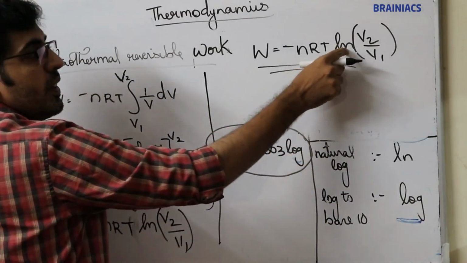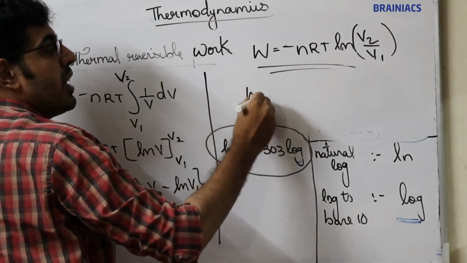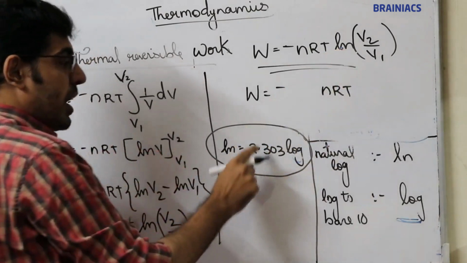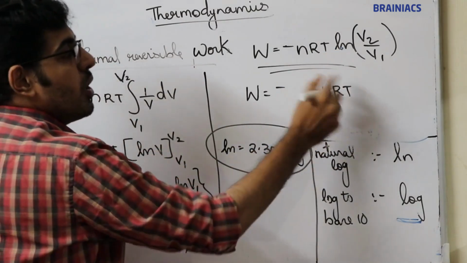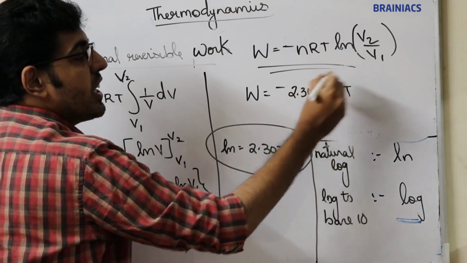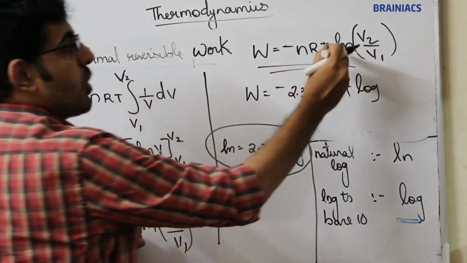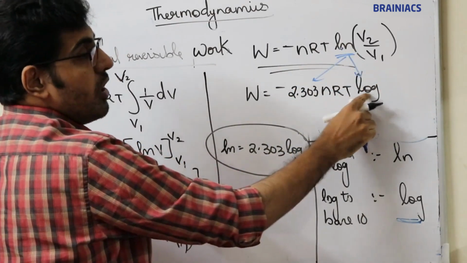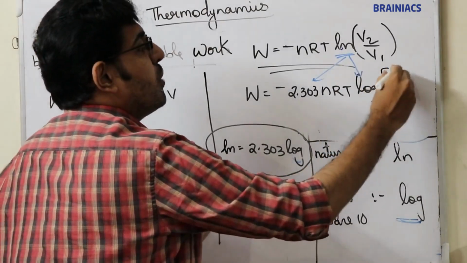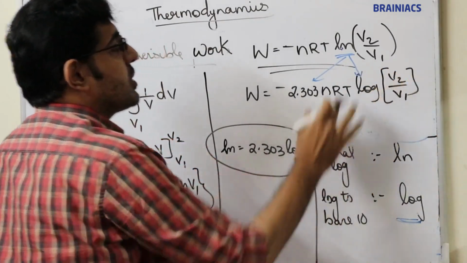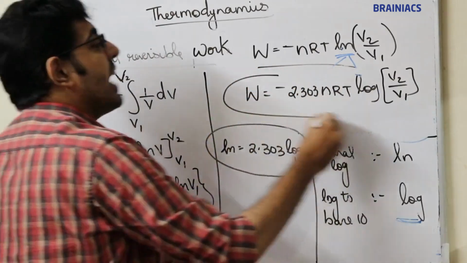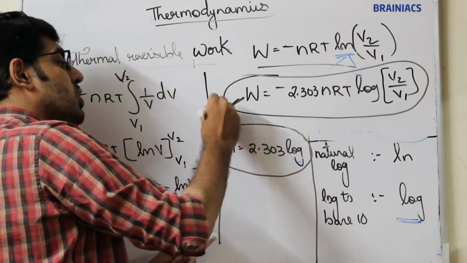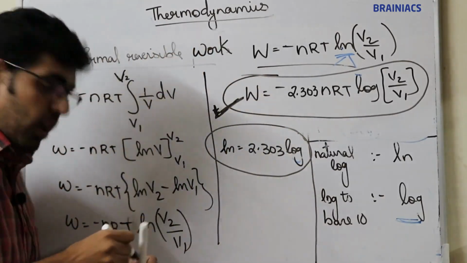So instead of ln, I am writing log. So we will get W is equal to minus nRT. Instead of ln, I am writing 2.303 log, into V2 by V1. So this is the equation to calculate isothermal reversible work. You can learn this equation.